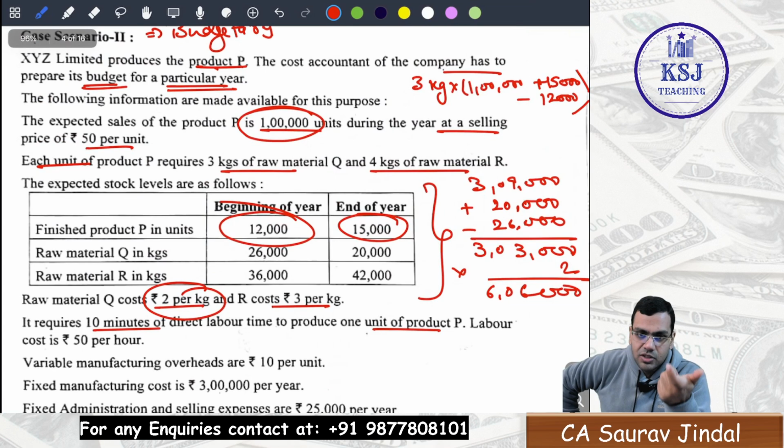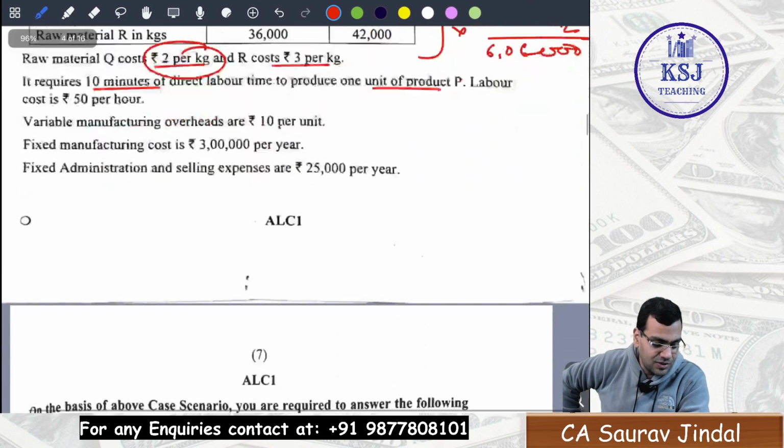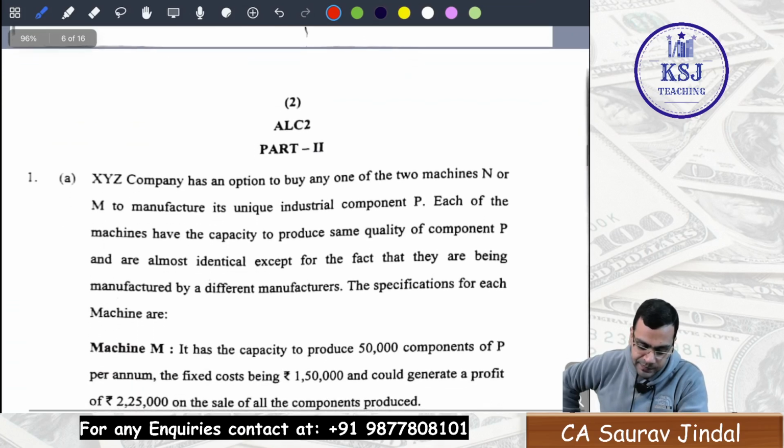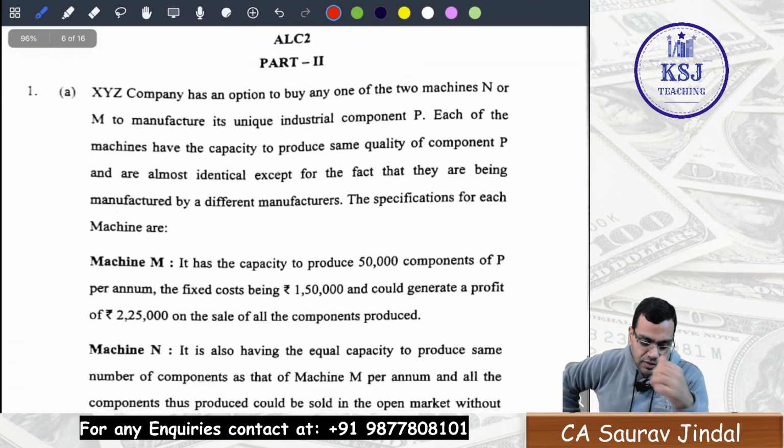The consumption of the raw material is not based only on the sales. It is on the base of what you are going to manufacture, produce: 1 lakh plus 15,000 minus 12,000. So these are small things that you have to be careful about. Clear? Okay. Now this A part: XYZ company has an option to buy any of the two machines N and M.